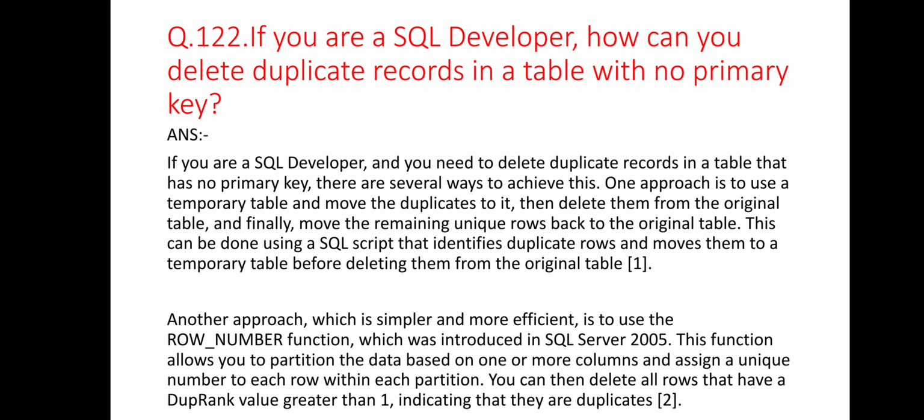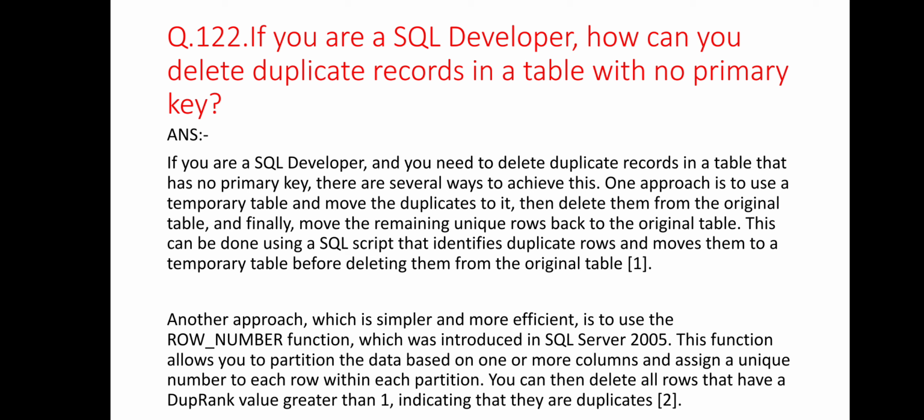Question number 122. If you are a SQL developer, how can you delete duplicate records in a table with no primary key? If you are a SQL developer and you need to delete duplicate records in a table that has no primary key, there are several ways to achieve this. One approach is to use a temporary table and move the duplicates to it, then delete them from the original table, and finally move the remaining unique rows back to the original table.